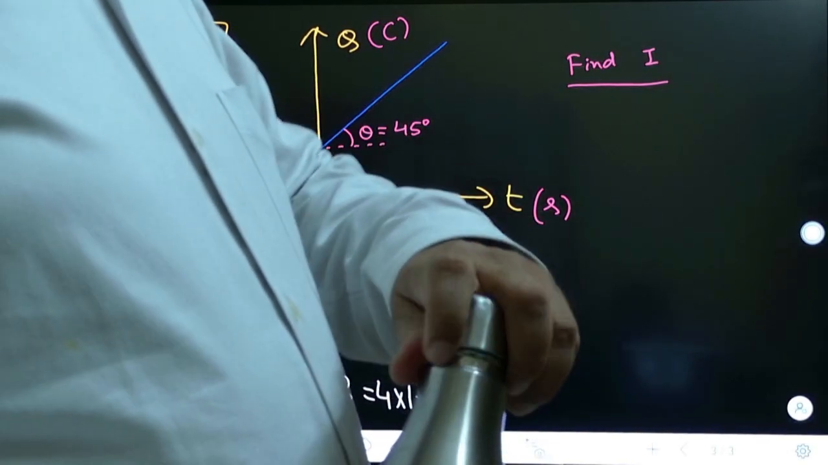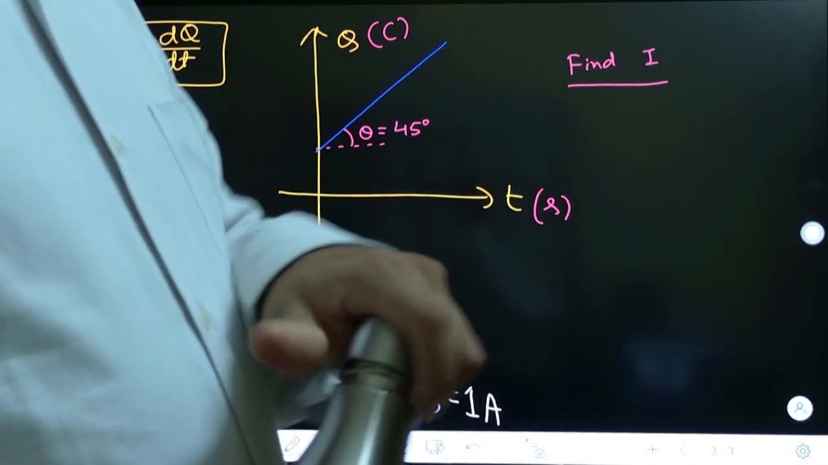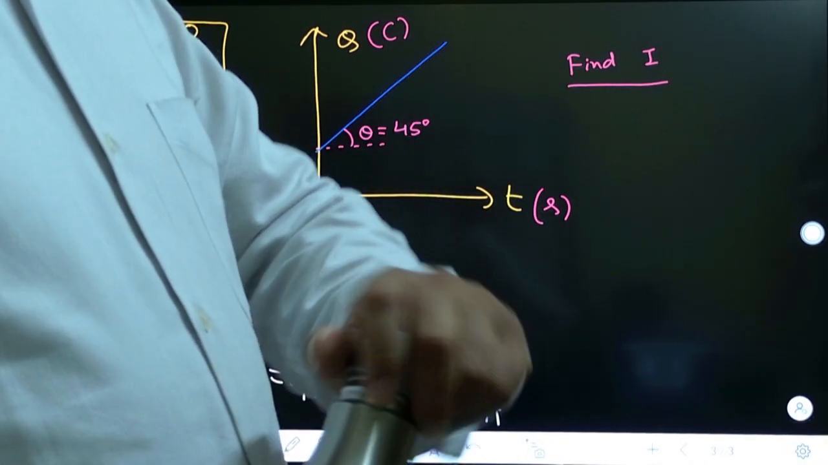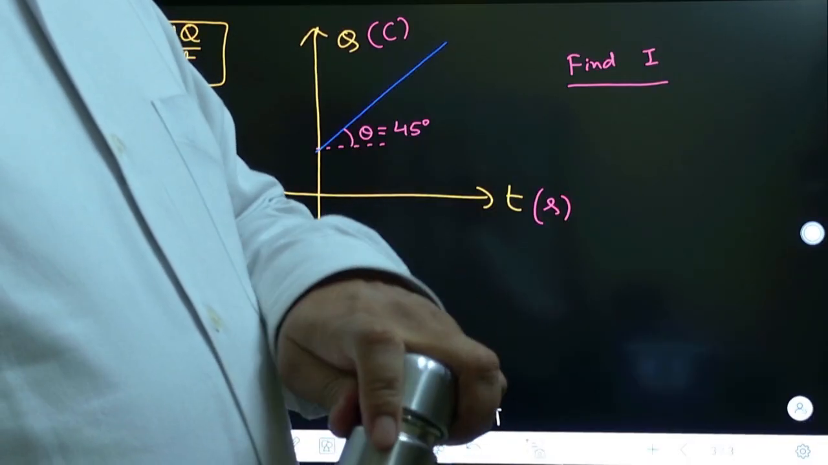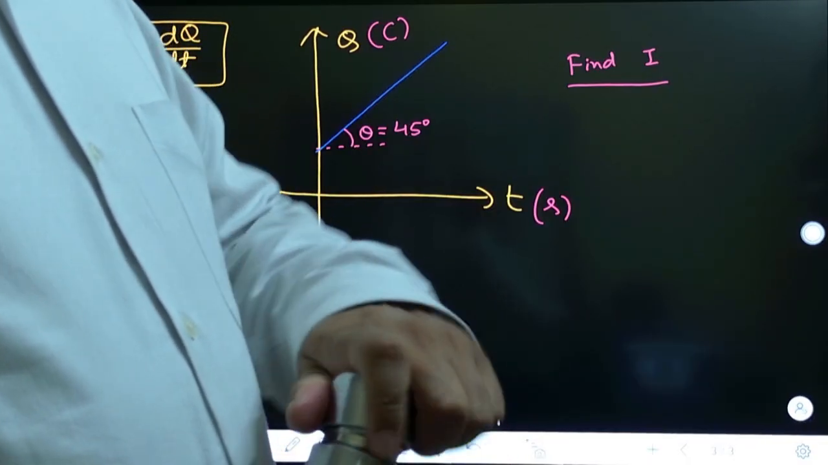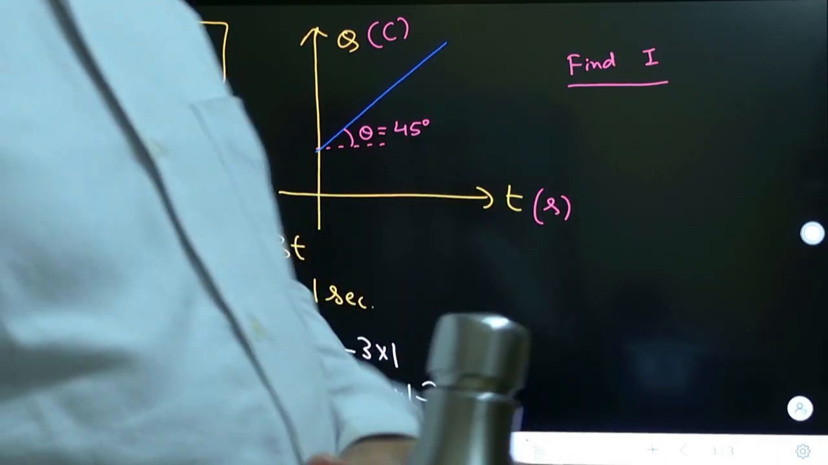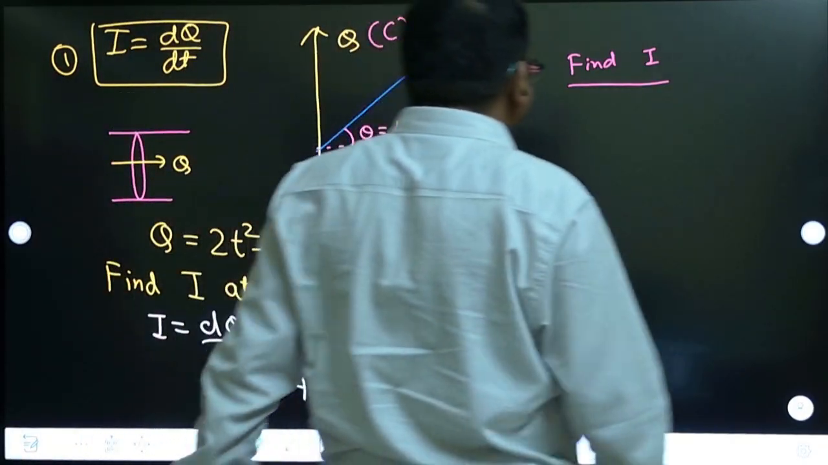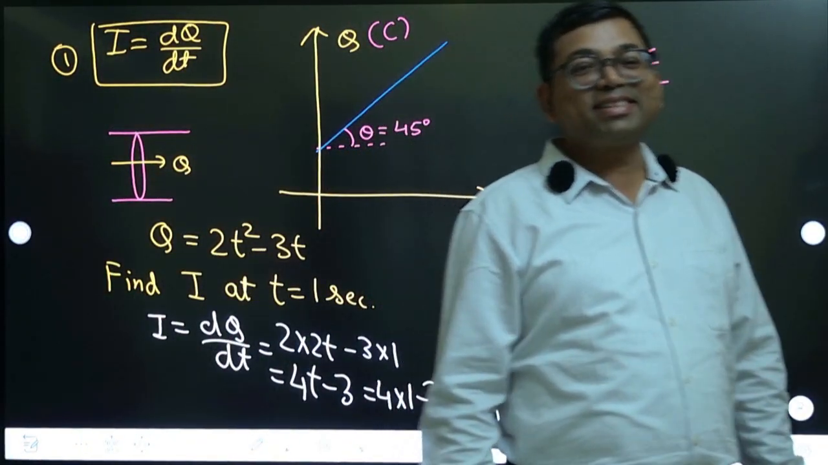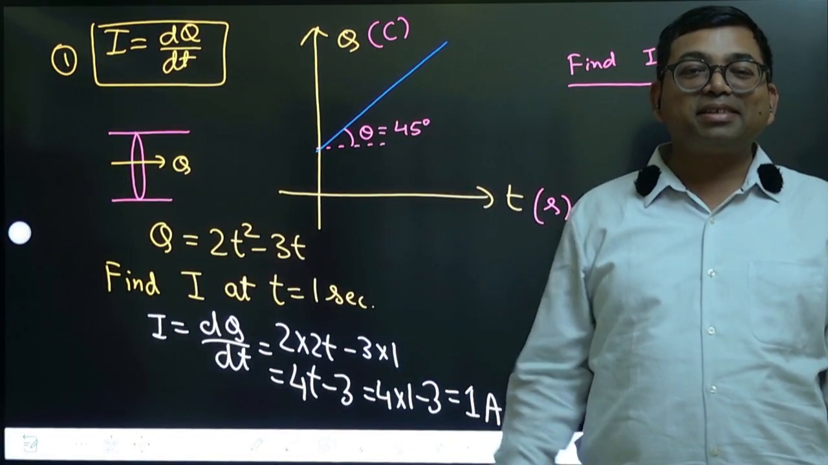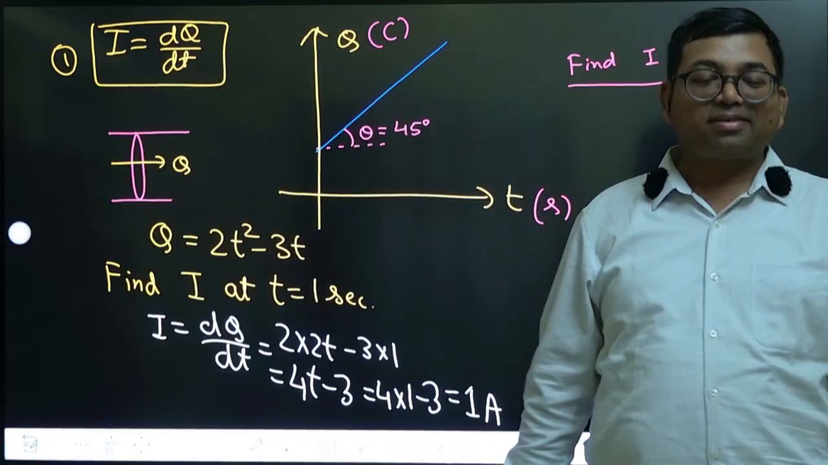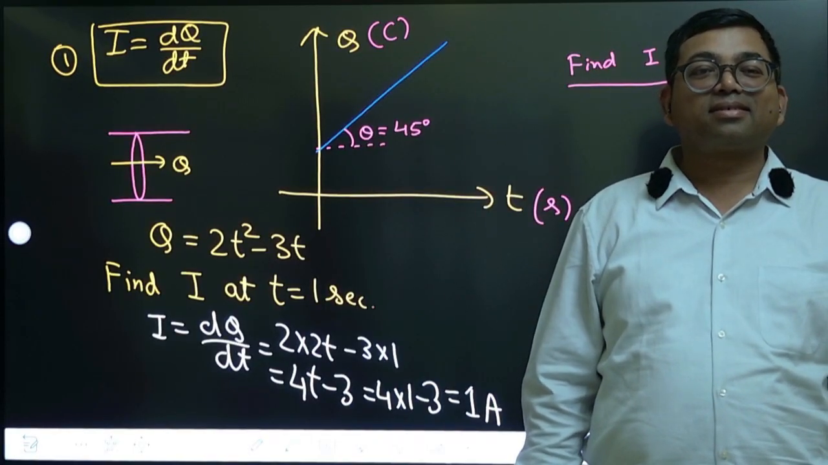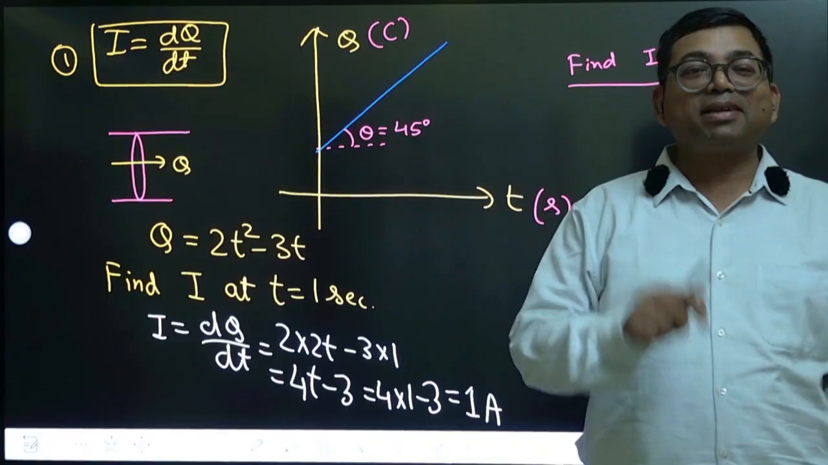What is dq by dt? Tell me, why do you have any doubts in this? dq by dt, dy by dx means what? What is meant by differentiation?